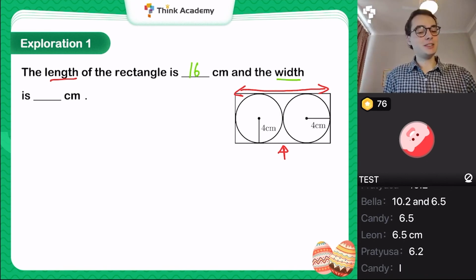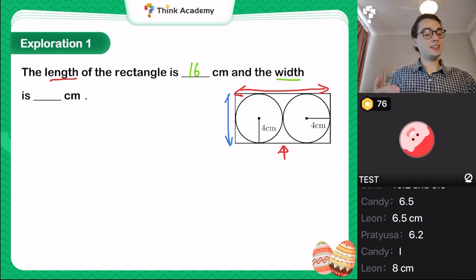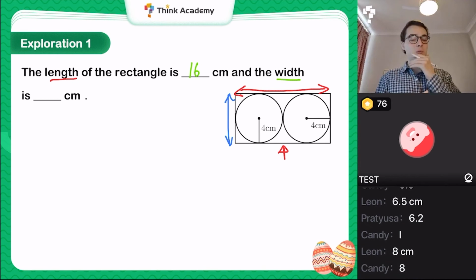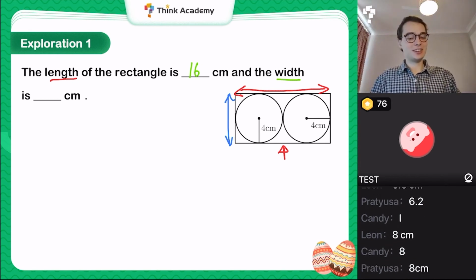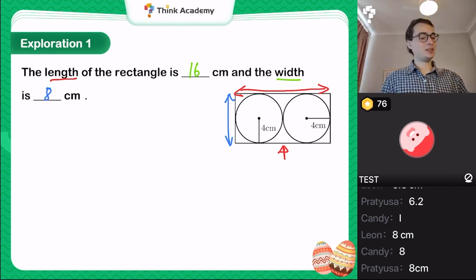We're now going to find the width, or kind of like the height of this rectangle. Okay, what do we think the height might be? You can see some people have perhaps found height already. 8 centimeters, that's absolutely right, 8 centimeters.